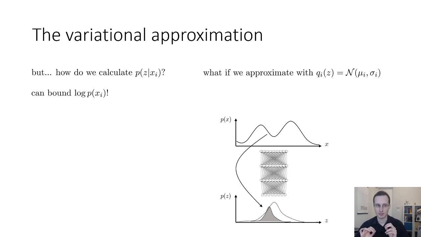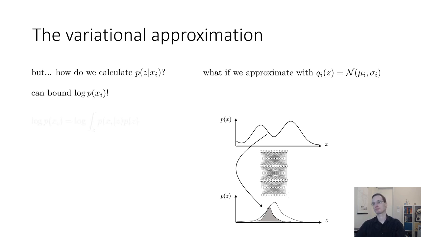The remarkable fact is that for any choice of qi(z), we can construct a lower bound on log p of xi. So the quantity that will work out is not equal to log p of xi, but it is less than or equal to it, which means that if we're trying to maximize log p of xi, we can maximize this lower bound quantity instead. So if you have a particular function that you want to maximize, and you have another function that's always less than or equal to that, if you push the lower function up, eventually it'll push up your objective value. So that's why it's really interesting that we can bound log p of xi.